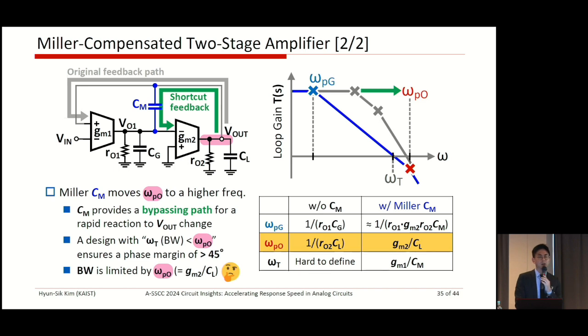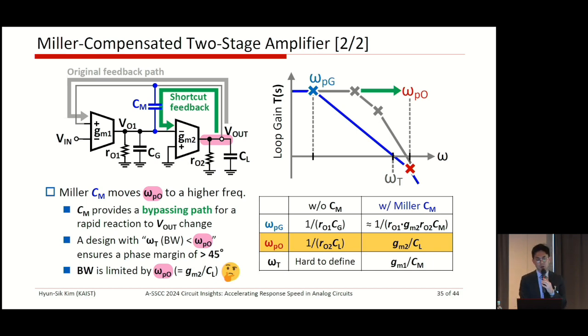And one more thing, the output pole can move to a higher frequency point, right? And why is the pole formed at the output moved to a higher frequency? That analysis is actually handled by a mathematical procedure in many textbooks, right? But it is not intuitive, right? So here, we're going to understand why the second pole moves to a higher frequency point, right?